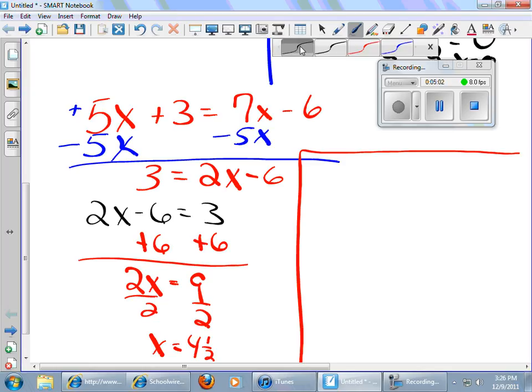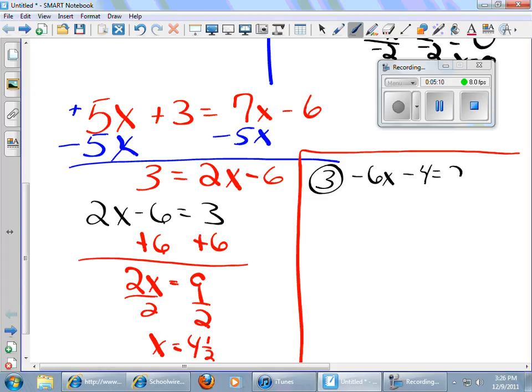Let me give you two problems. Problem 3 will be negative 6x minus 4, and that will equal 2x plus 12. That's one problem. And problem number 4, excuse me.